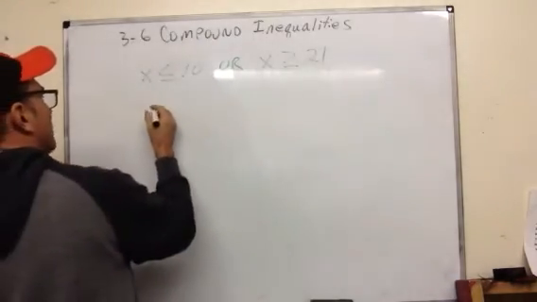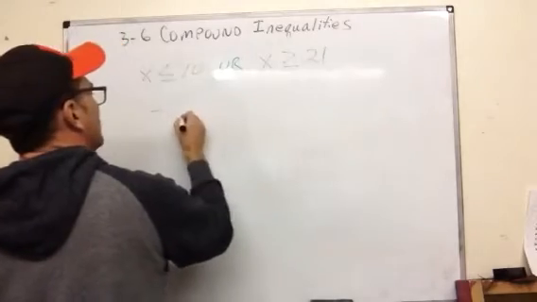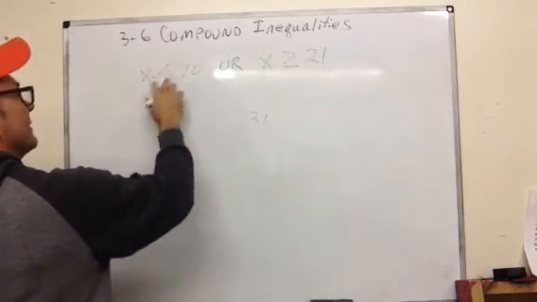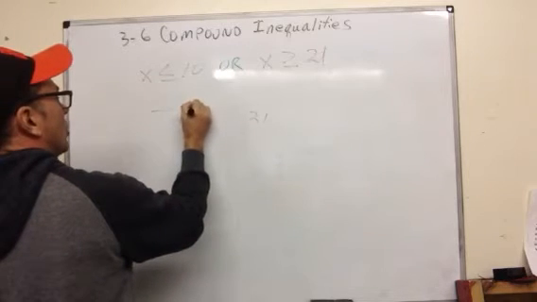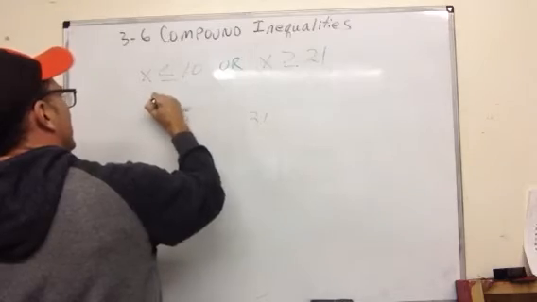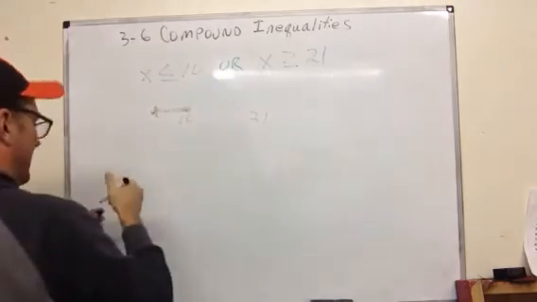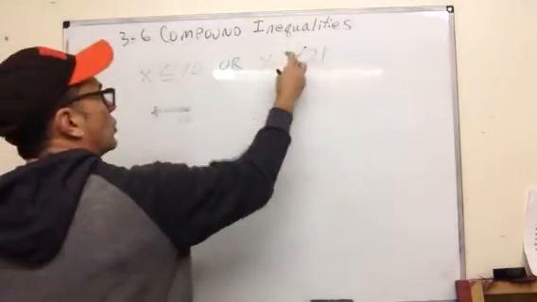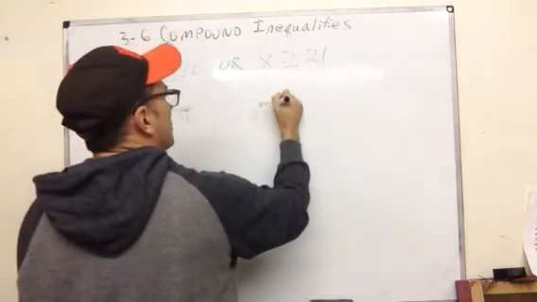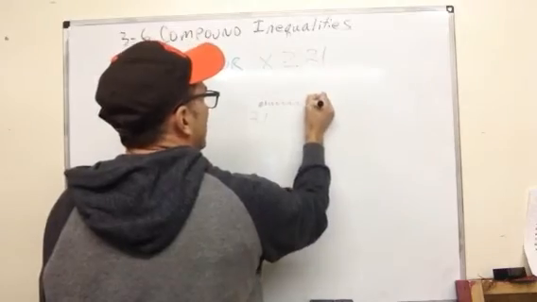So let's see how this graphs out. We know we have 10 here and a 21 here on our number line. X less than or equal to 10. Closed circle. And we shade to the left. So all numbers less than 10, or greater than or equal to 21. Again, closed circle, and we shade to the right.